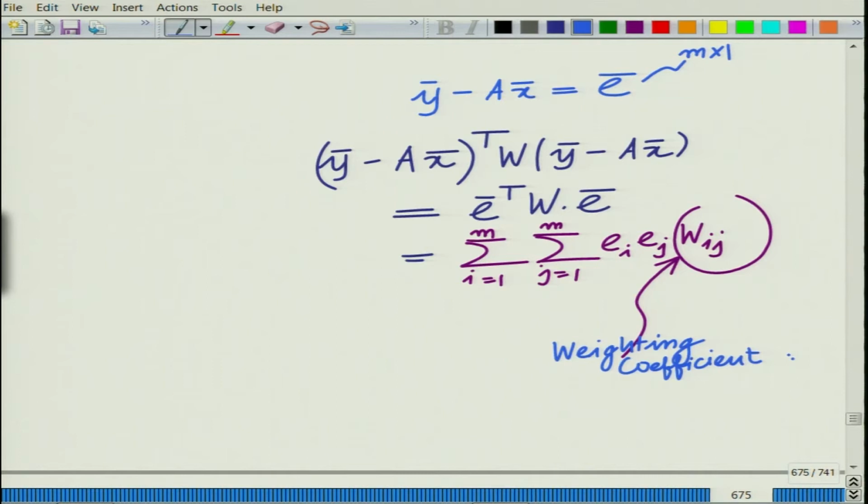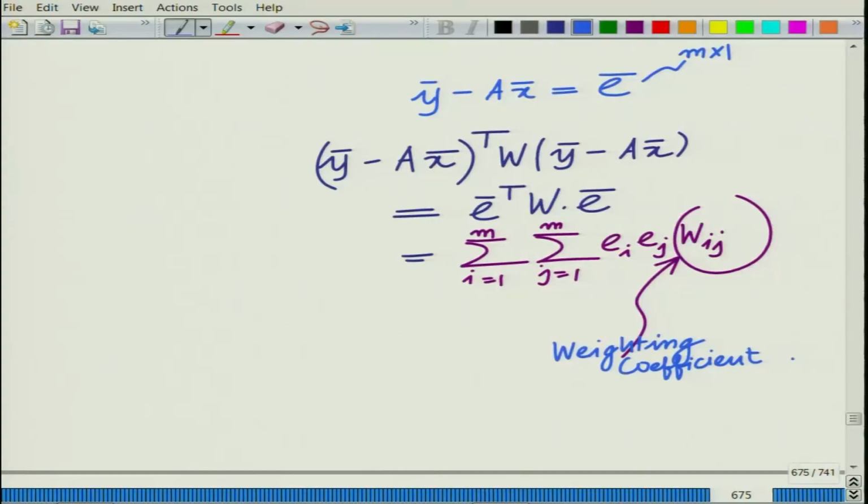And therefore, you are weighting the errors. That is essentially what you are doing. You are not considering all the errors to be equal, but you are weighing some errors more and some errors less, that is, you are giving more importance to some errors and less weightage to others. That is why it becomes weighted least squares.